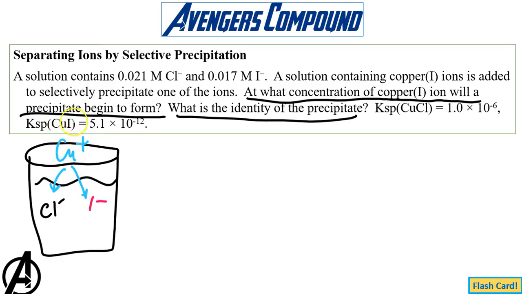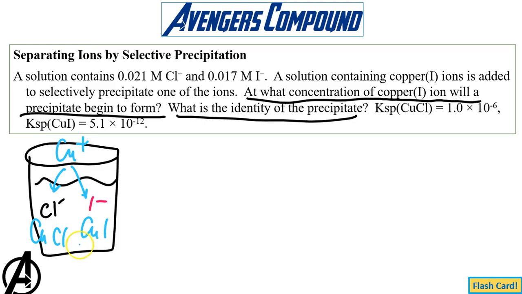So essentially, we have our precipitating ion, which is copper-1 or Cu+, and it's going to be added to a mixture with Cl- and I-. So the question becomes, okay, are they going to form or create a precipitate? Well, we know that because we're already given the KSP values. So yes, this will form CuI, and yes, this will form CuCl.